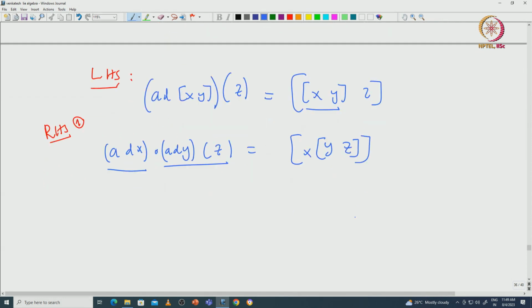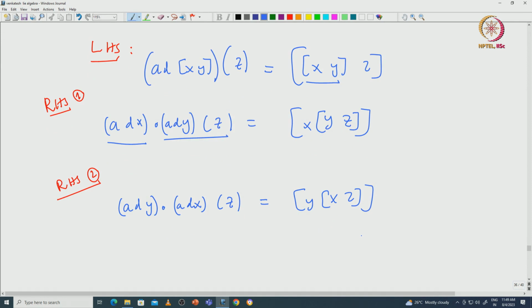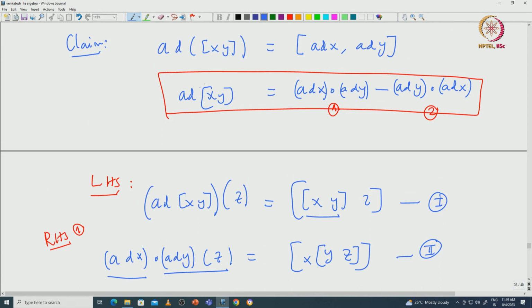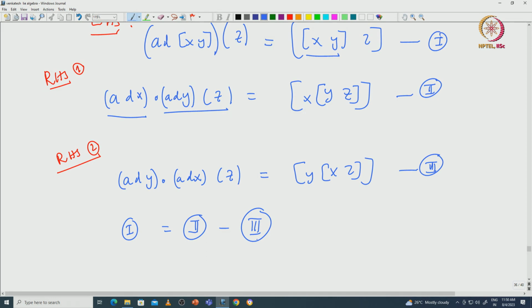Okay. Similarly, right hand side 2. That is nothing but add y composition add x on z. That is nothing but first apply x z, then apply y. Okay. So, then what do we need to do? We need to prove that if we call this 1, this 2, this 3, then if you go back we have to prove 1 is equal to 2 minus 3. Okay. So, we need to prove 1 is equal to 2 minus 3. But let us look at it. Okay. So, let us take the first one.